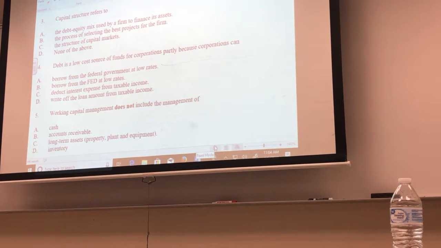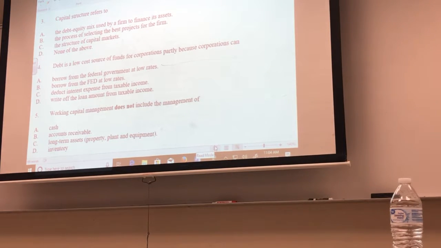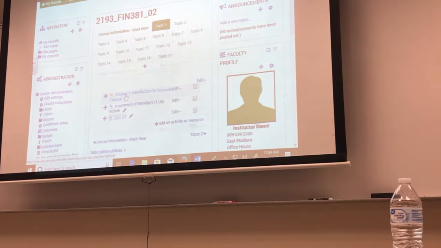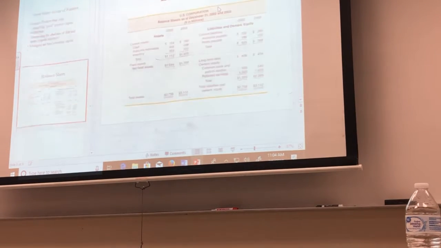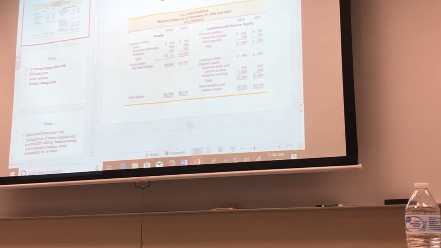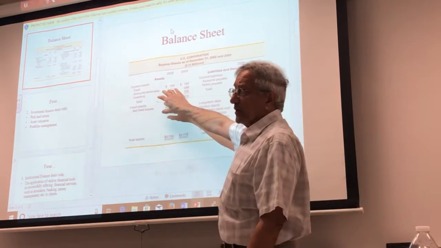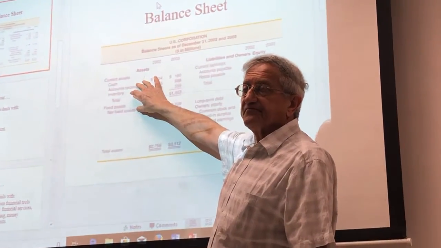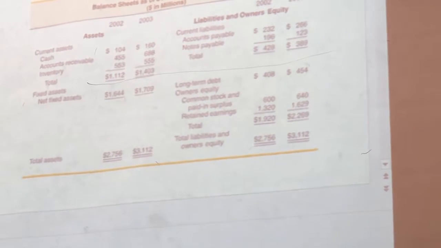And number 5, if you recall, working capital and current assets are the same thing. And what are the current assets? Let me show you the PowerPoint file, which contains a balance sheet. So here is our balance sheet. Okay, so current assets, these are current assets here. Working capital is the same thing as current assets. So you have cash, you have accounts receivable, you have inventory.